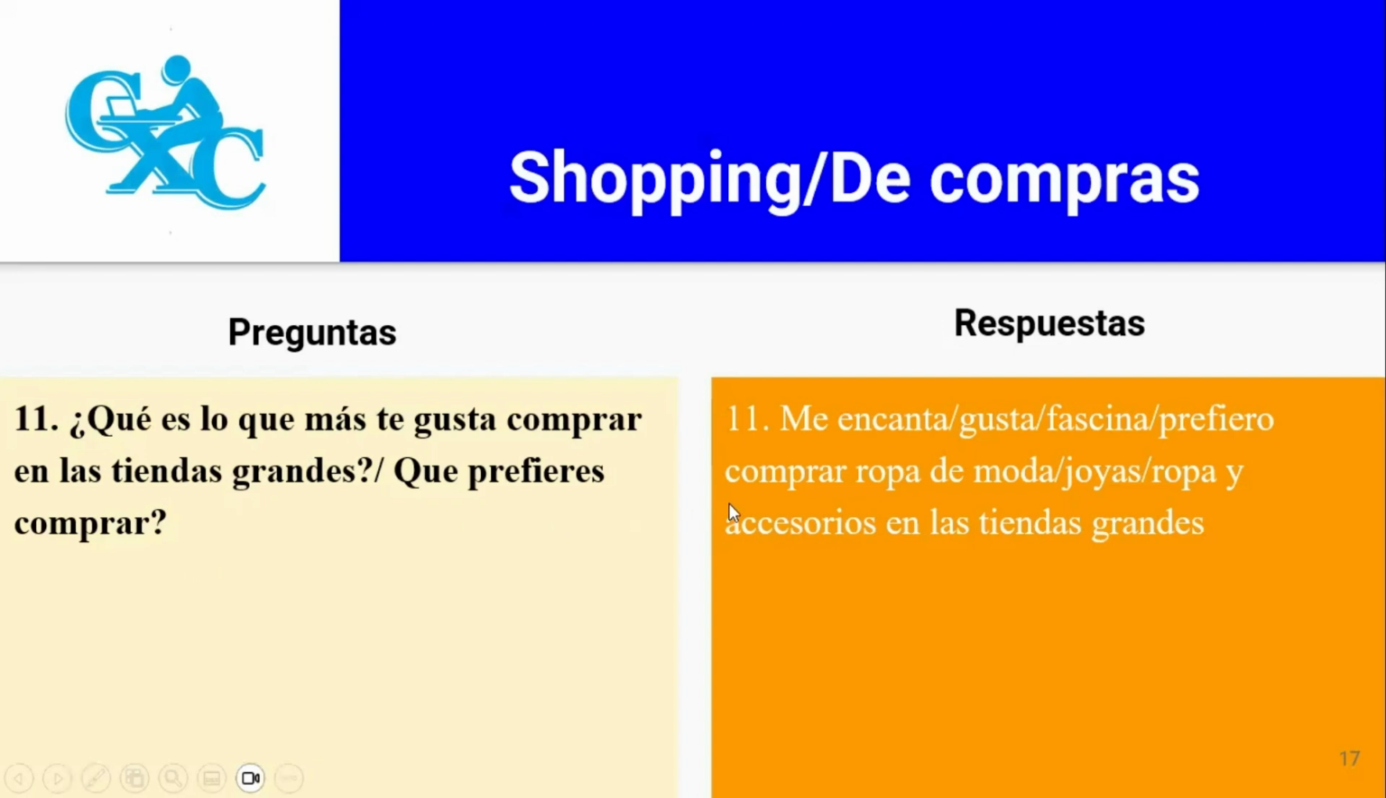I prefer to buy fashionable clothing, right? Jewelry, clothes, and accessories. Okay, in these. So when we talk about grandes tiendas, we're talking about those big stores. All right? Yes, signature stores. Like some of us, well, Maxi are some local stores that people abroad may go to, and even for shoes, and so Payless, of course, is one, right?